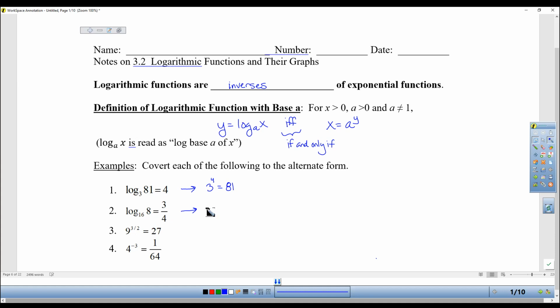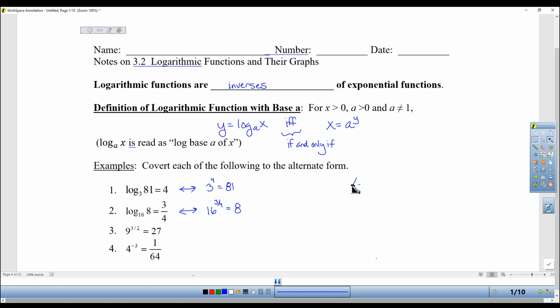This one has a base of 16. So it still has a base of 16. But now the 3/4 is with the 16 and the 8. So these two expressions are equivalent.